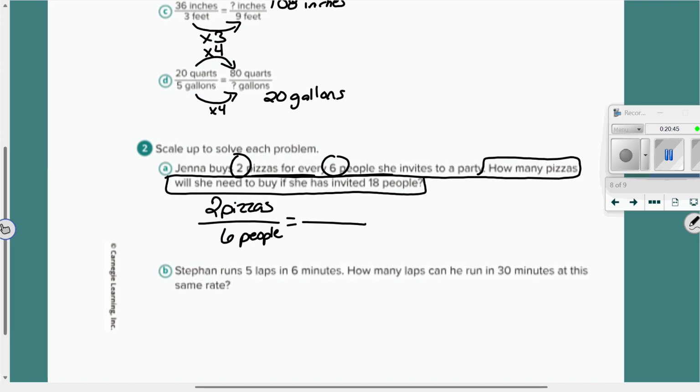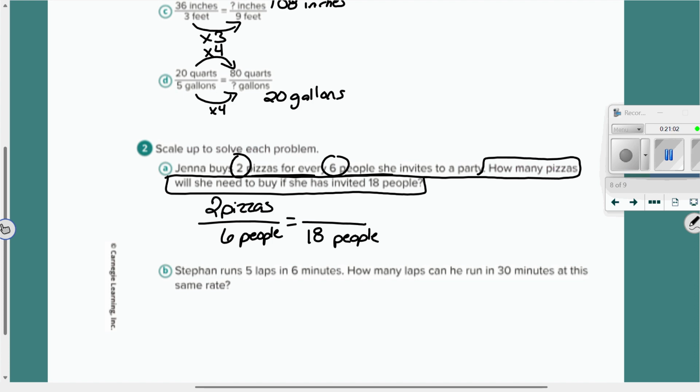And we know from our problem that she is inviting 18 people. Notice the people are both in the same place of the fraction. They're both at the denominator. You cannot have one in the denominator and one in the numerator. It will not work. The order matters.